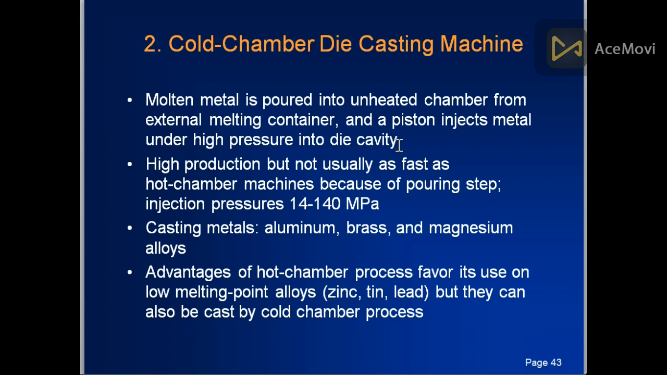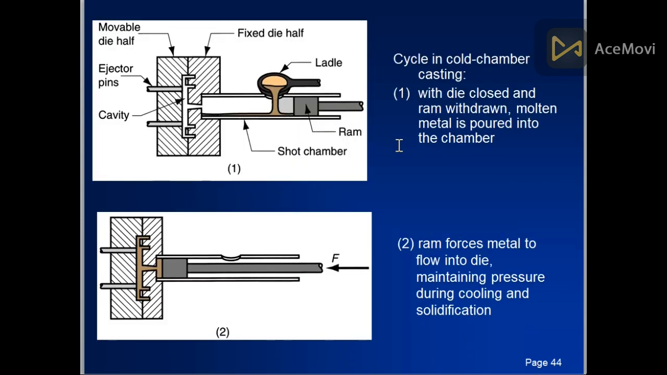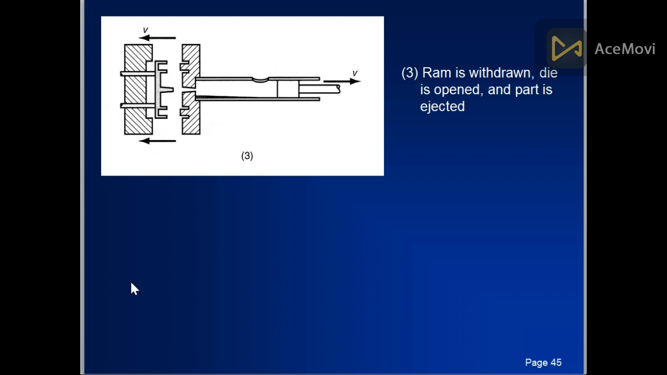Cold chamber die casting. You can see it here. With the die closed and ram withdrawn, molten metal is poured into the chamber. This is the plunger, and the metal goes here. The ram is withdrawn, and this is the required part.